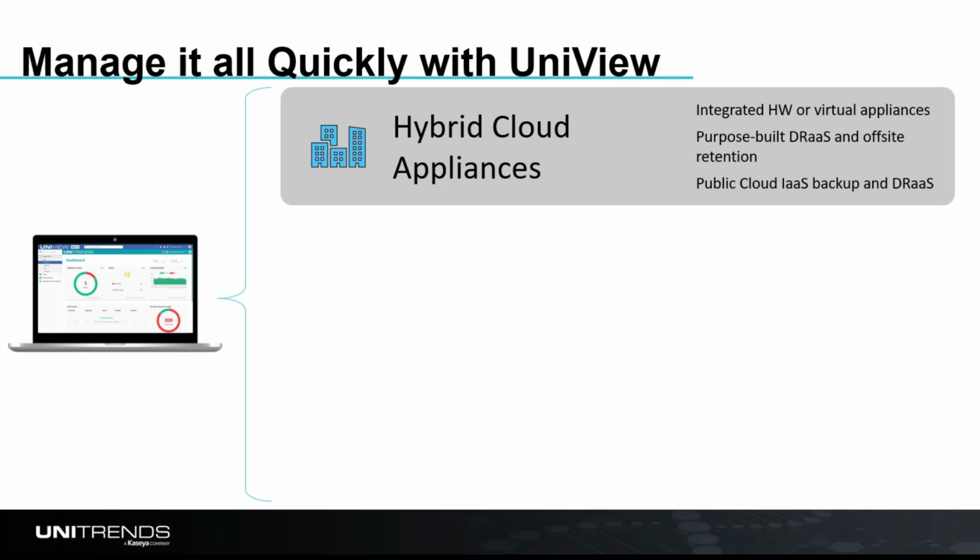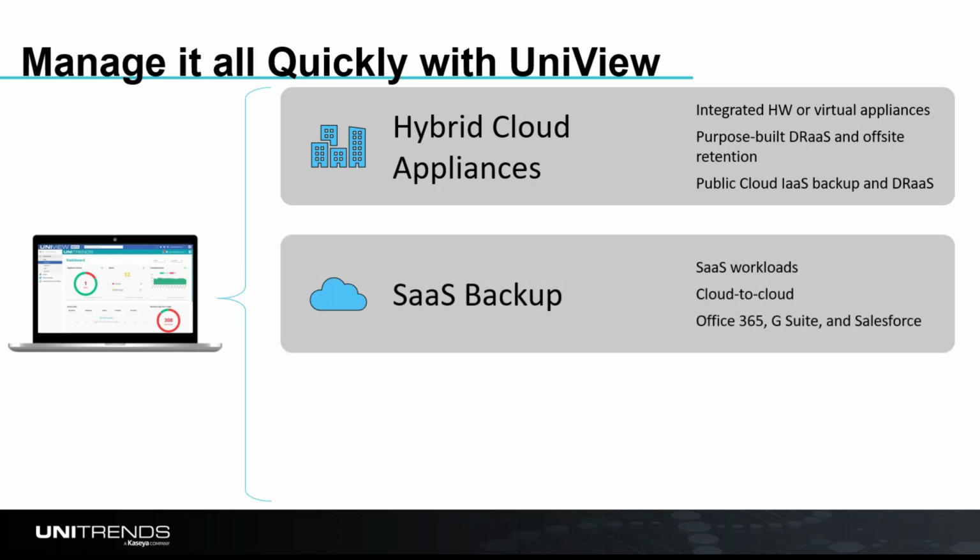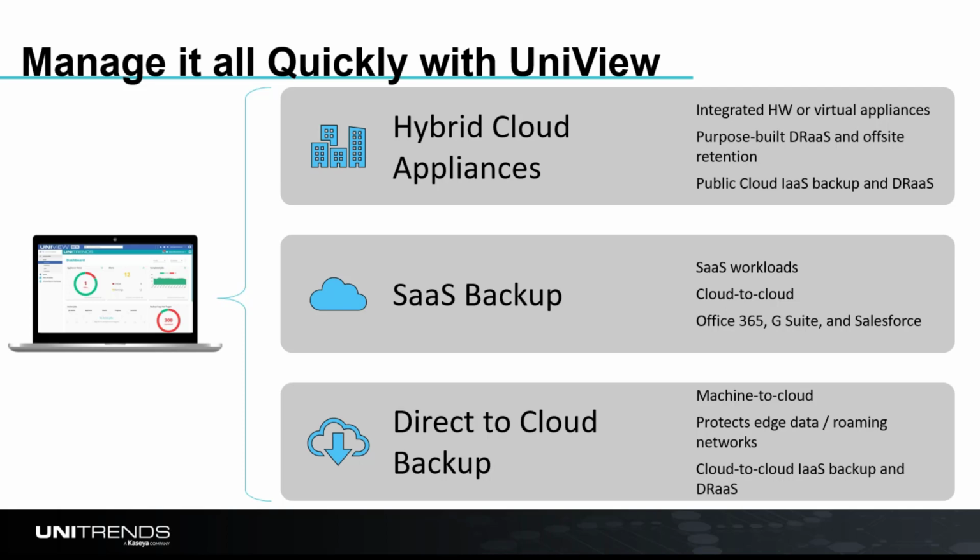Unitrends Unified View enables you to protect your hybrid cloud appliances and use the integrated solution there. You can then go to your SaaS backups and protect your G Suite or your Office 365 or your Salesforce instances, and check on the laptops or desktops that are now remote and everywhere. Make sure they're being backed up, ensure they're protected, and that they're recovered.